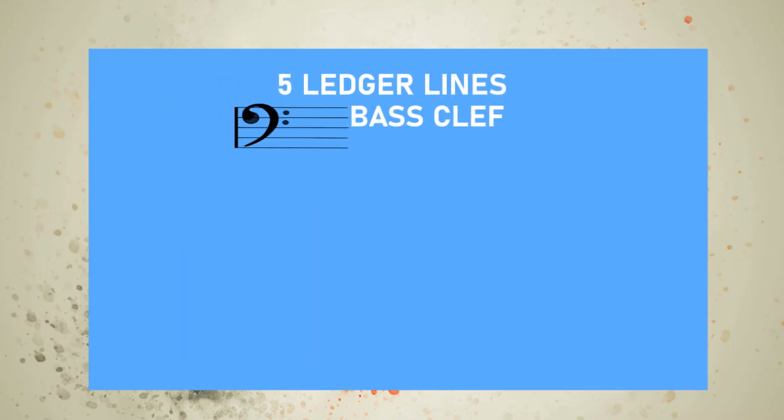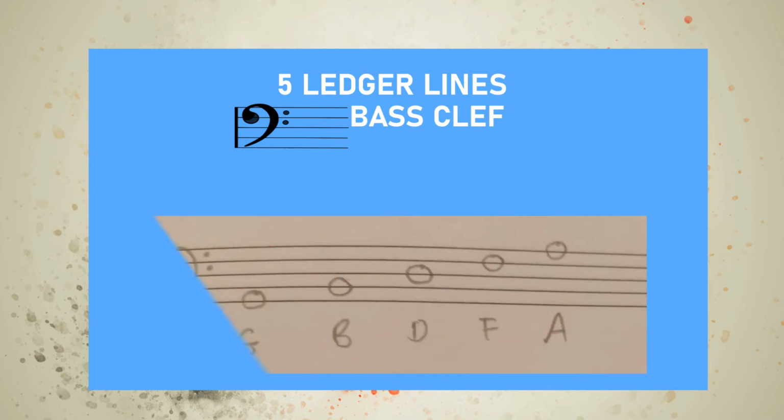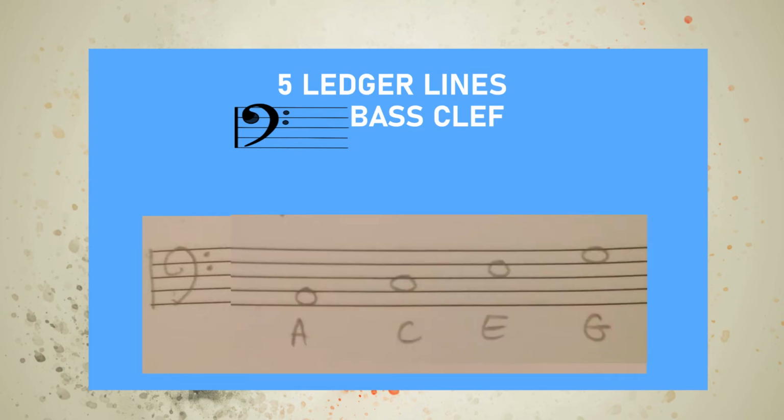Now, for the bass clef notes, it's actually different. So for the lines, the note on the first line on the bottom is G. Then on the next line from that, it's B. The next line is D, followed by F, and then finally A. For the spaces, on the bottom space, the note is A, the next space, C, the next one, E, and the next one, G.